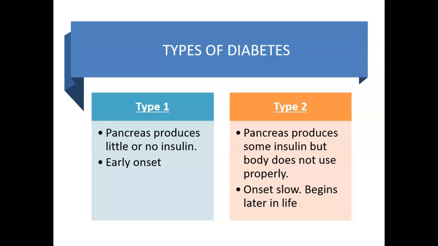A lot of times juvenile diabetes is always type 1. Type 2 is where the pancreas produces some insulin, but the body does not use it properly. Onset is slow. It begins later in life. Usually it's people who are inactive and overweight, and their body does not produce enough to keep up with their body weight.